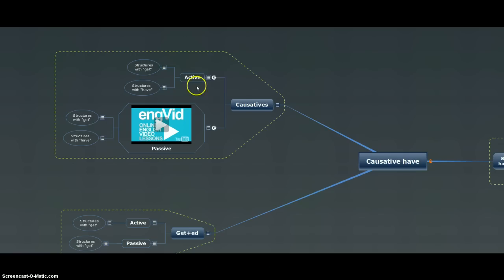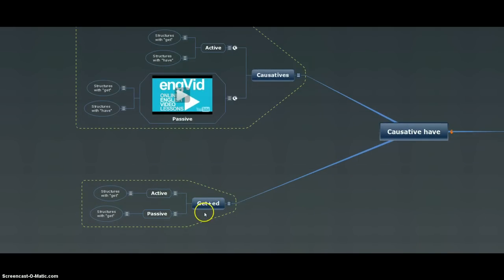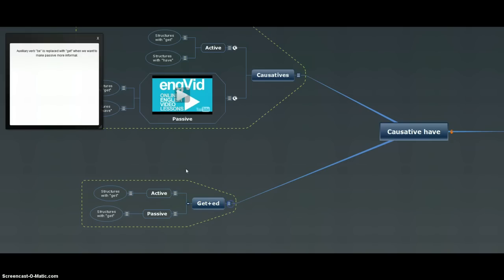Next, we have links for both active and passive, and each one explains its topic quite well. In addition to that, we also have a video clip that thoroughly explains how passive is formed and its usage and examples. Another form of causative have is get plus ed form. We can replace be with get when our goal is to appear more informal.